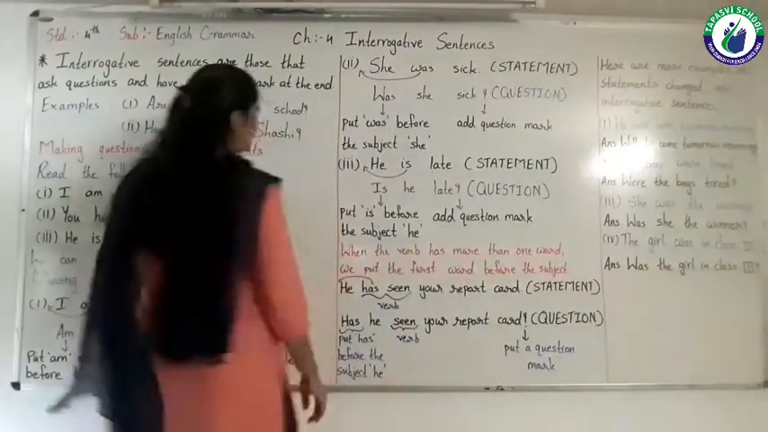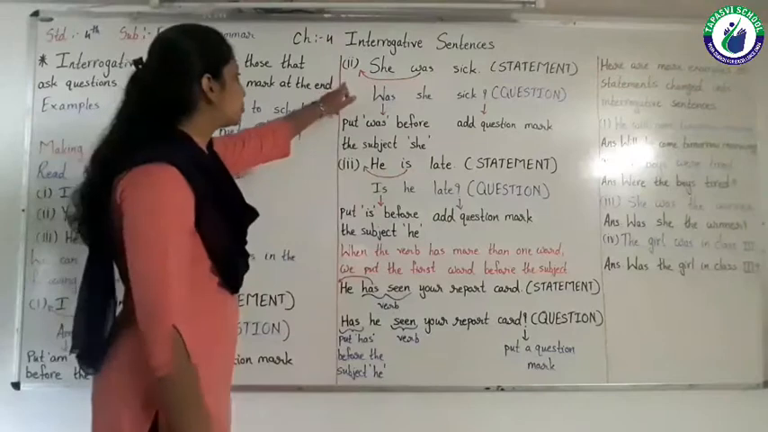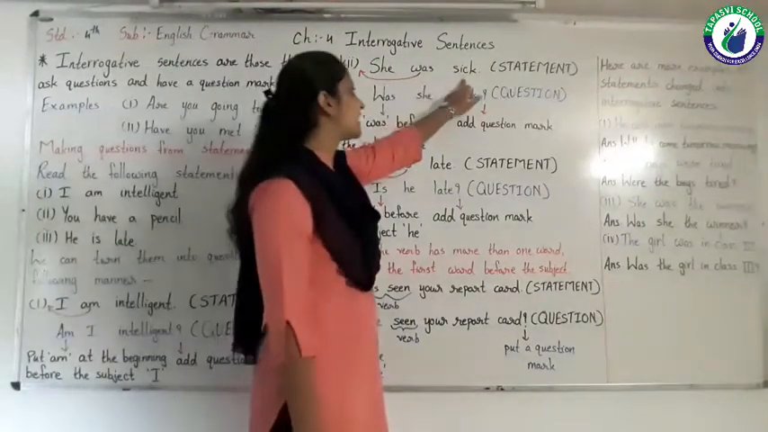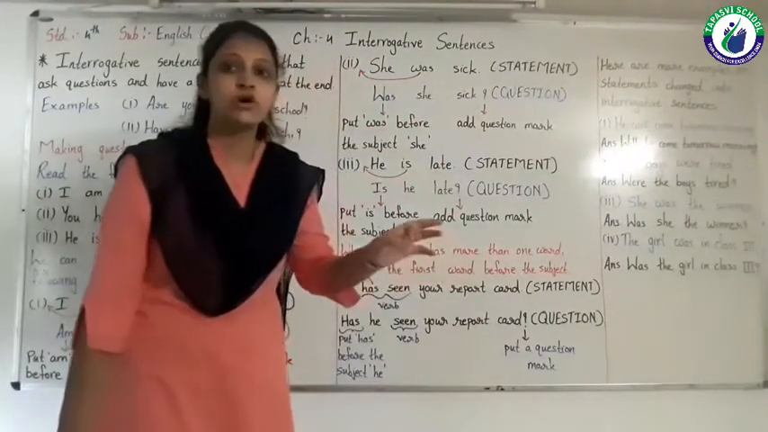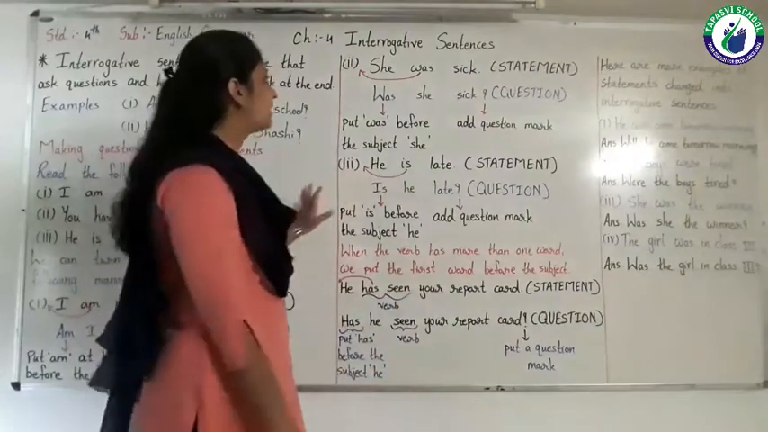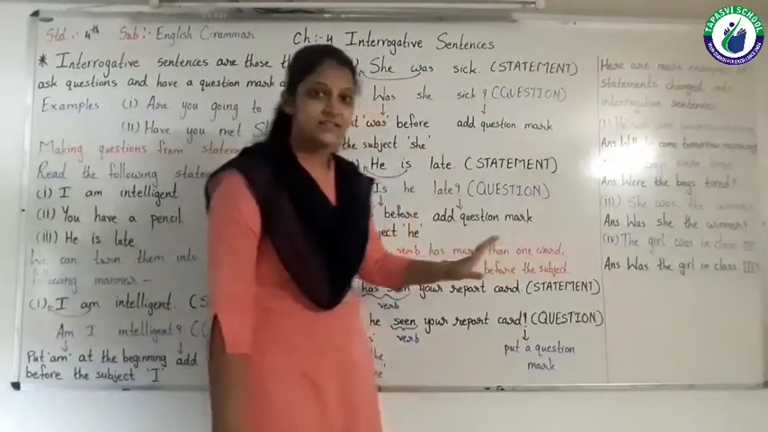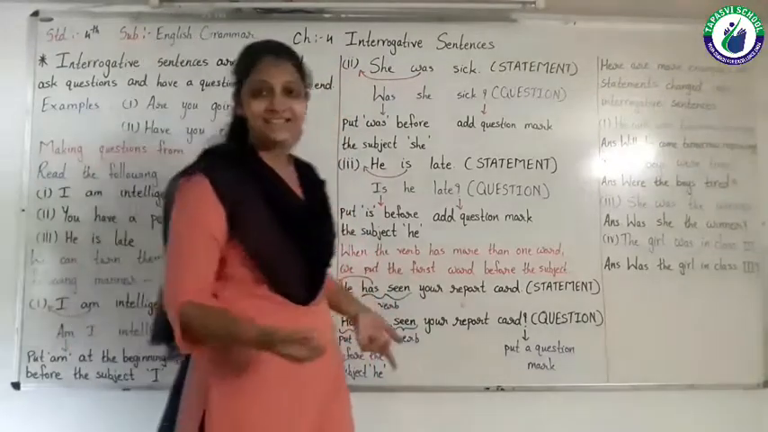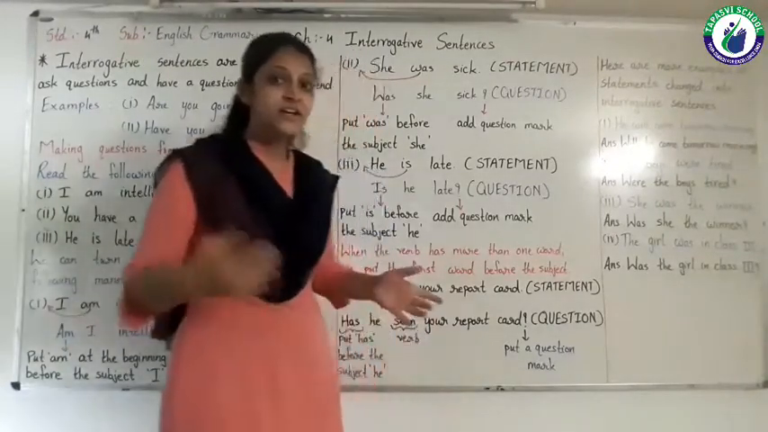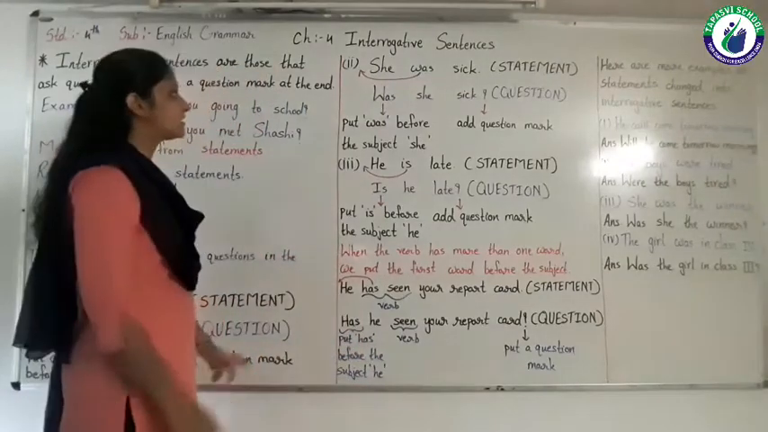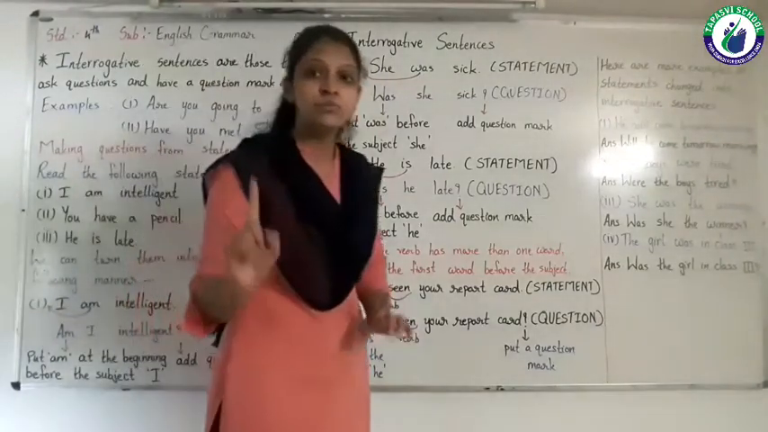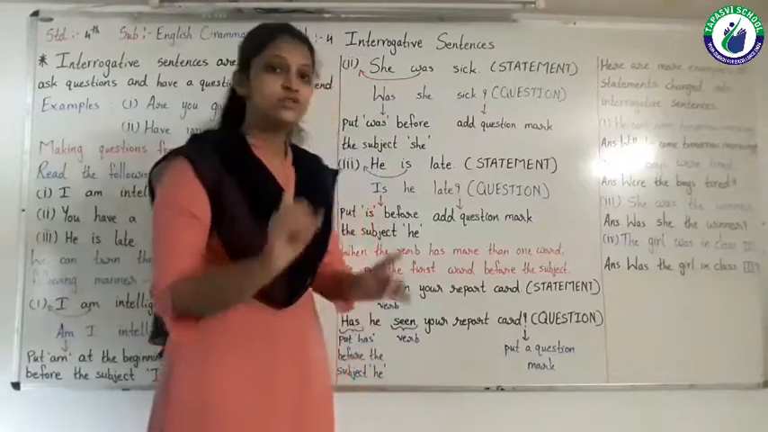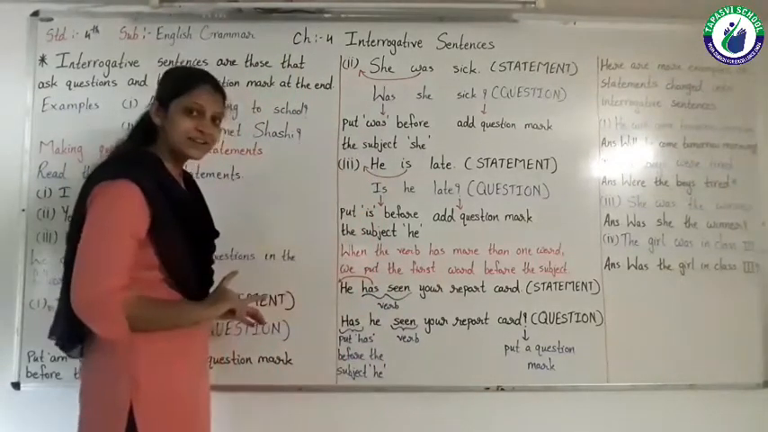Next example. Example number 2. She was sick. The sentence is of statement. ये statement sentence है. उसमें से हमें interrogative बनाना है. So let's see how can we make interrogative sentence. Yes, first of all we have to find verb. अगर वर्ब मिल जाए तो उसको सब्जेक्ट के पहले पुटअप कर देना है.